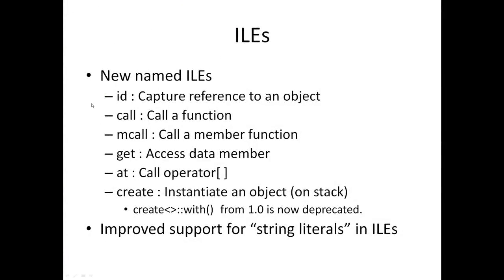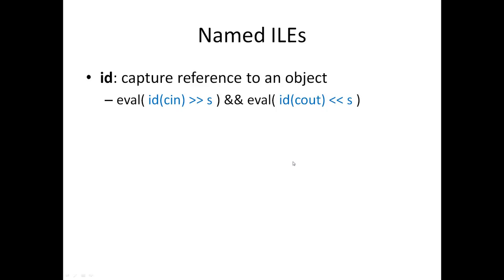Here's a list of the named ILs introduced in 1.1. First is ID, which allows you to capture an object by reference. It's quite useful in situations where you cannot make copies of the objects such as cin, cout, or it is not desirable to make copies of the objects and you want to actually reference the original object. Then we have call and mcall, which allow you to invoke a function or a member function by name. Then we have get for accessing data members, at for invoking the index operator, and create for instantiating objects. This deprecates the older create_with from 1.0. I'll take a look at a few examples with each of these in the next few slides.